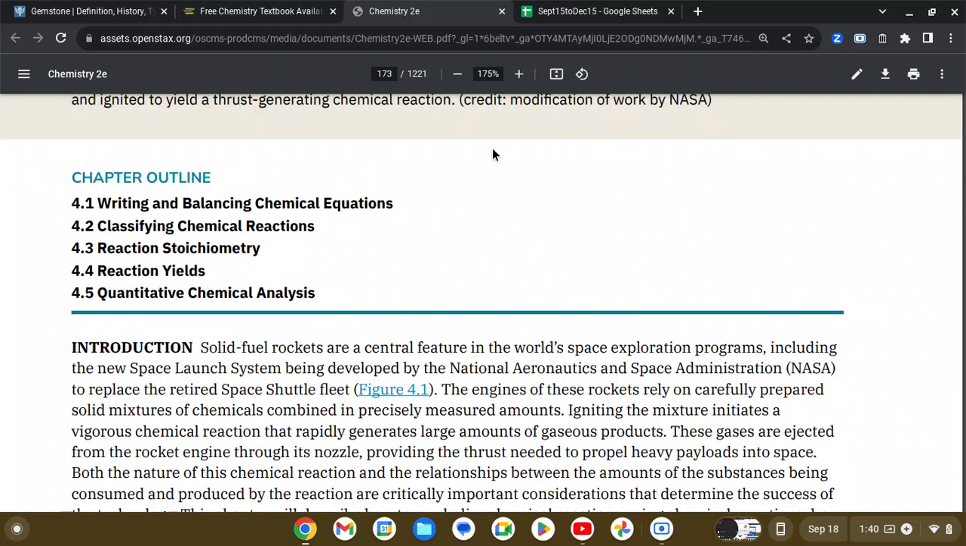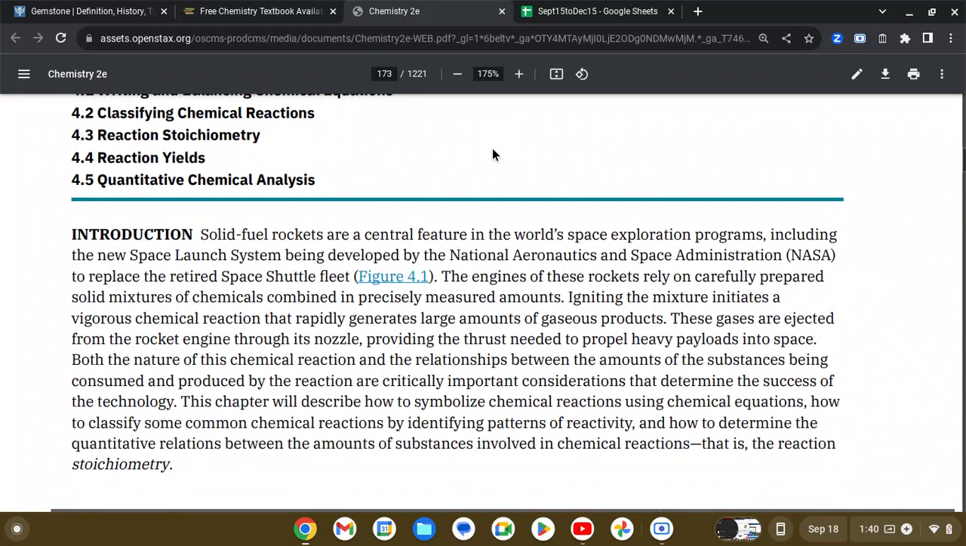Chapter outline. 4.1, writing and balancing chemical equations. 4.2, classifying chemical reactions. 4.3, reaction stoichiometry. 4.4, reaction yields. 4.5, quantitative chemical analysis.